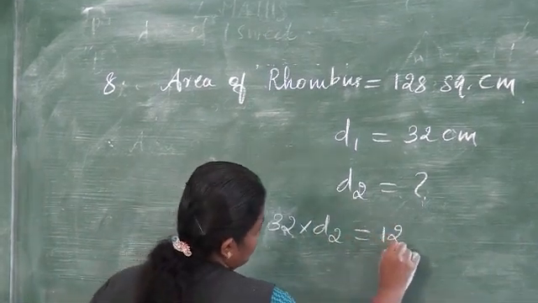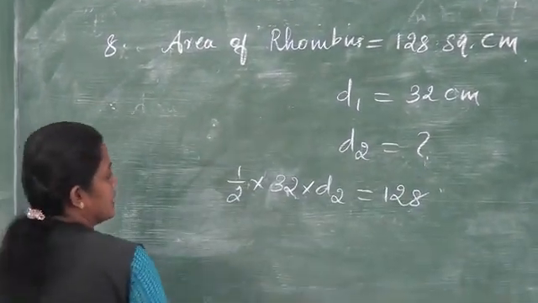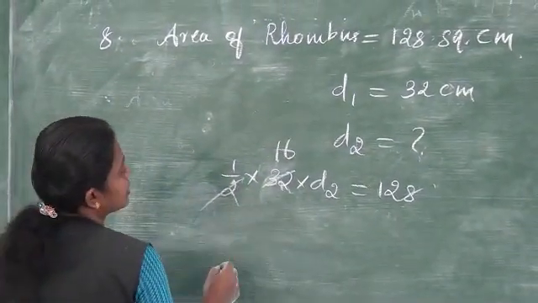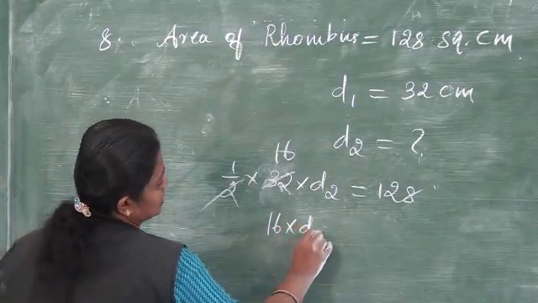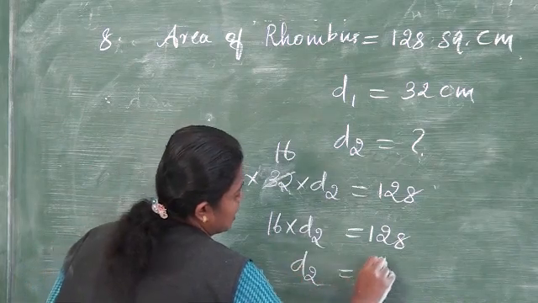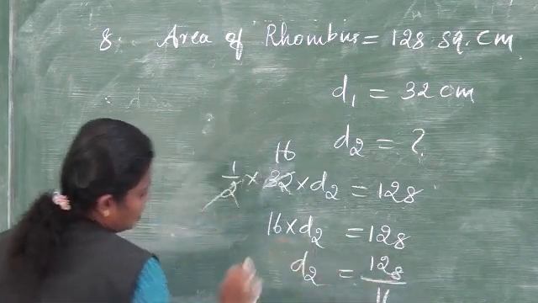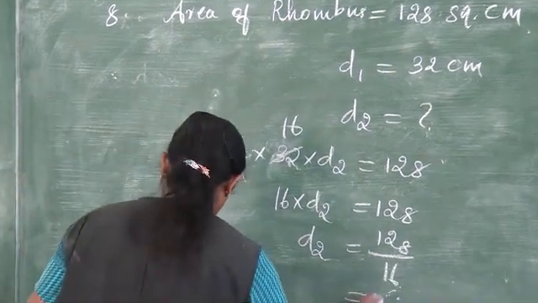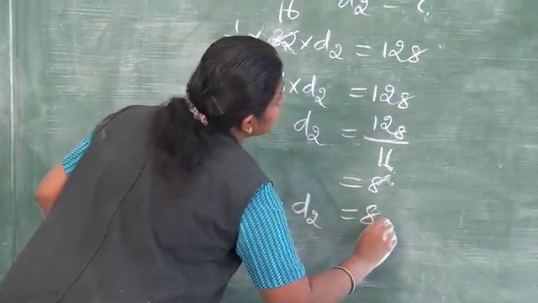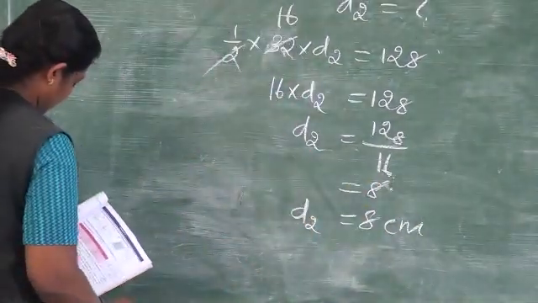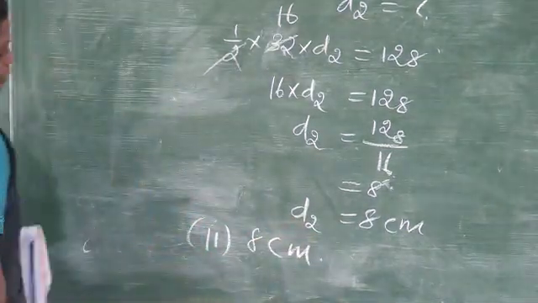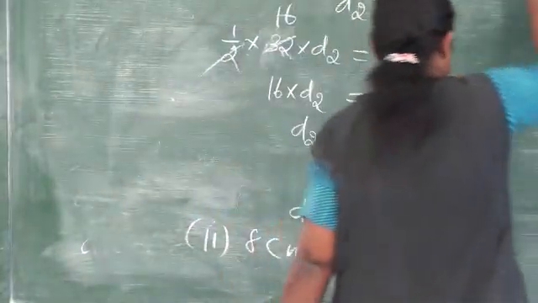into D2, that is equal to 128. If you cancel, you will get 16 because 16 2s are 32. So 16 into D2 equal to 128. So D2 equal to 128 by 16. How many 16s are 128? 8 16s are. So D2 equal to 8 centimeter. Our option is given to us, the second one, 8 centimeter.